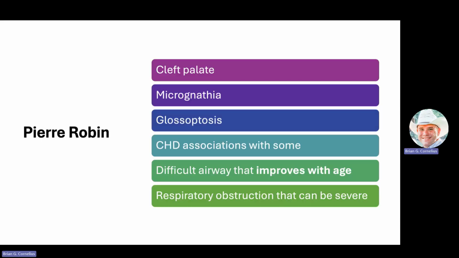Other things you'll see, we talked about the top three there, but you will also notice that some of these patients have congenital heart disease, a difficult airway that may be improving with age, and respiratory obstruction that can be severe. I think I said before that it's getting more difficult with age. I meant that it's improving with age.